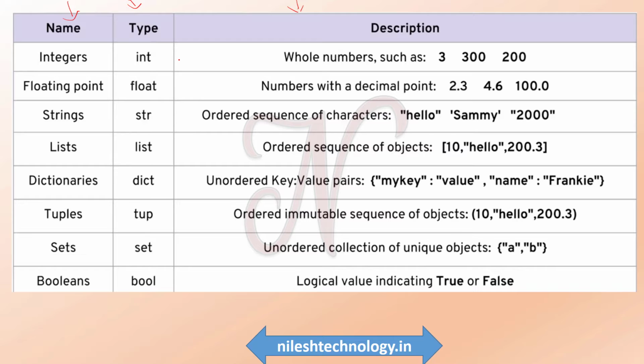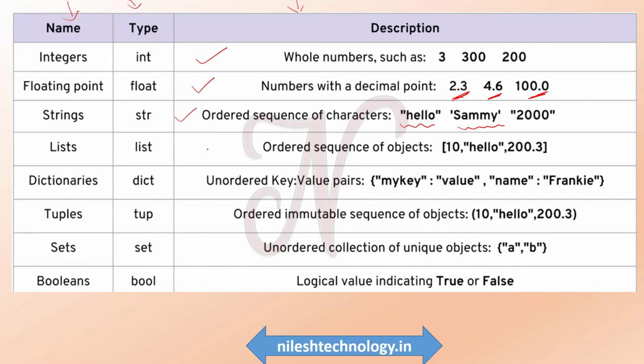The first one is int, which means integer. It indicates whole numbers like 3, 300, 200. Then float, a floating point number including the decimal point, like 2.3, 4.6, 100.0. Next, str means string, which is an ordered sequence of characters. It is represented in double quotes and also single quotes. So in Python, single quote and double quote are both strings.